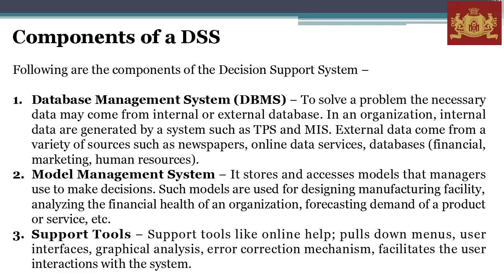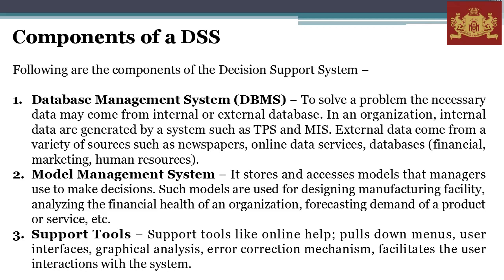Following are the components of the decision support system: database management system. To solve a problem, the necessary data may come from internal or external database. In an organization, internal data are generated by a system such as TPS and MIS. External data come from a variety of sources such as newspapers, online data services, databases, financial, marketing, human resources.